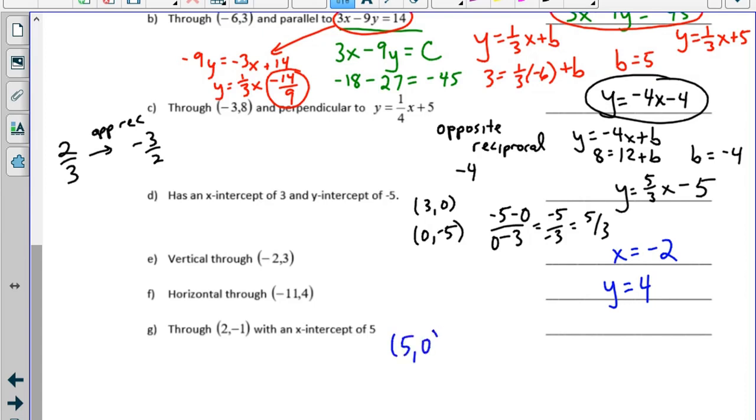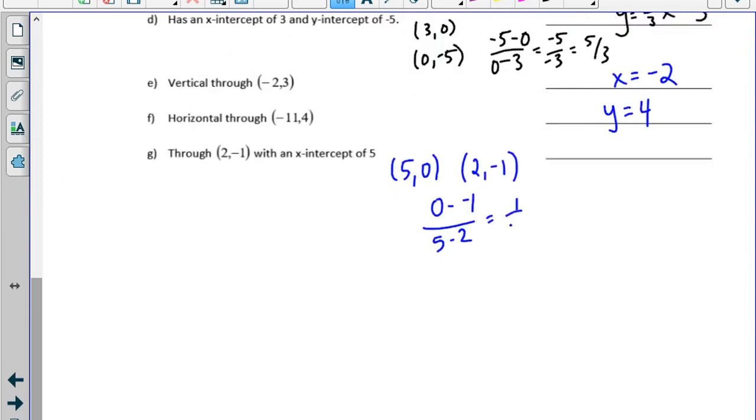Then letter G, through 2, -1 with an x-intercept of 5. The easiest way to do that is probably to recognize that an x-intercept is just a point, 5 comma 0 in this case, and then 2 comma -1. So if I go 0 minus -1 over 5 minus 2, then I end up with 1/3 as my slope, and then I can choose either point to write the equation of the line. So y plus 1 equals 1/3 times x minus 2. And remember that this is a plus 1 because I basically take that -1 and put minus a -1, which turns into plus 1. And so that is the first video on linear equations.